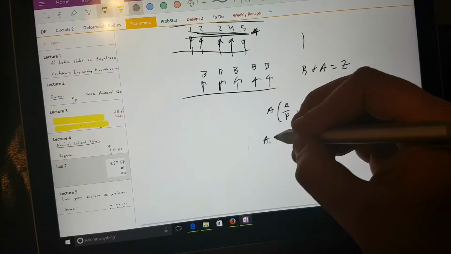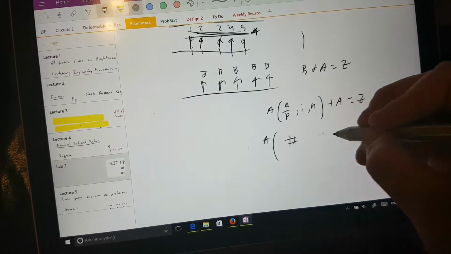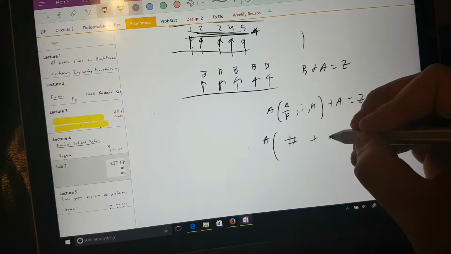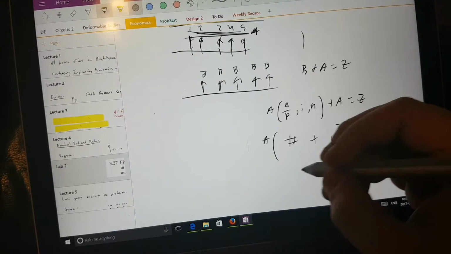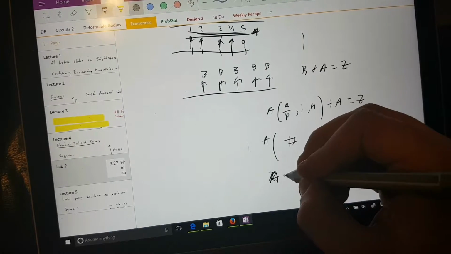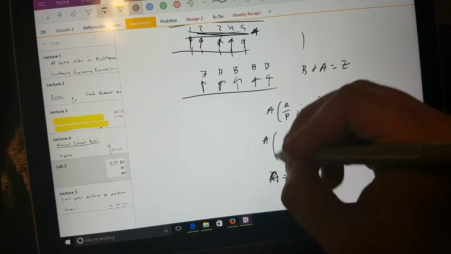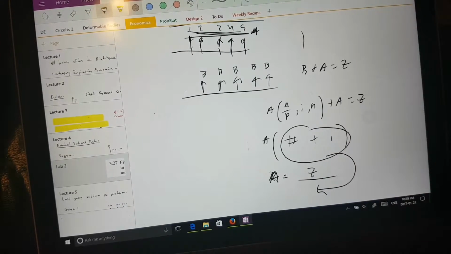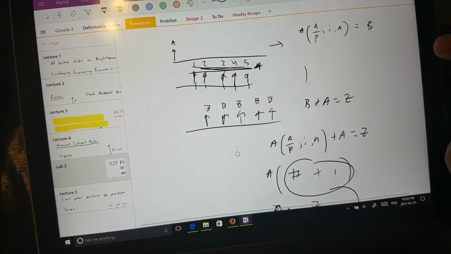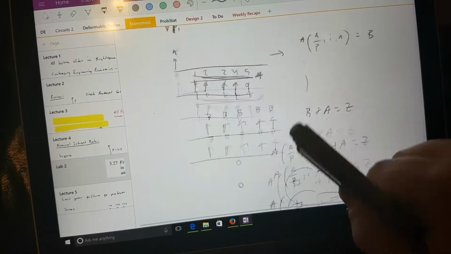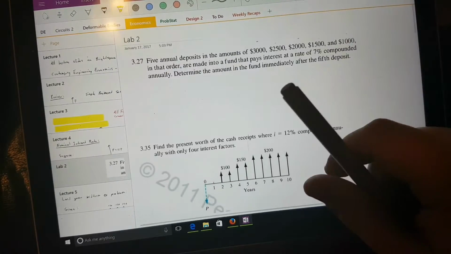So then I can factor out the A. This is a number plus 1. So A equals Z divided by this. And that's how you get A. And then you can go ahead and give the value for A. So that's basically how you do that.